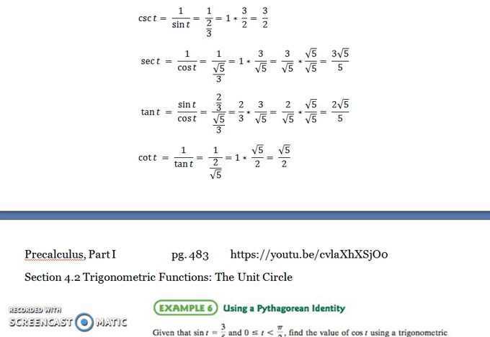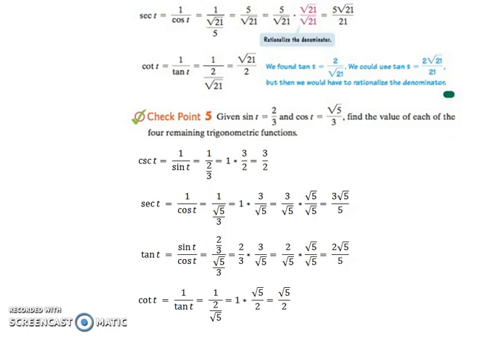So for example, for checkpoint 5, it wants you to find the other 4. So if the sine is 2/3, the reciprocal of that, the easy way, is just literally 3/2. The reciprocal of the cosine is going to be your secant. So you're going to do 3 over the square root of 5, but again, you have to rationalize that. So you're going to multiply top and bottom by the square root of 5. That would give you the square root of 25 on the bottom, which is 5, and then 3 times square root of 5 on the top.